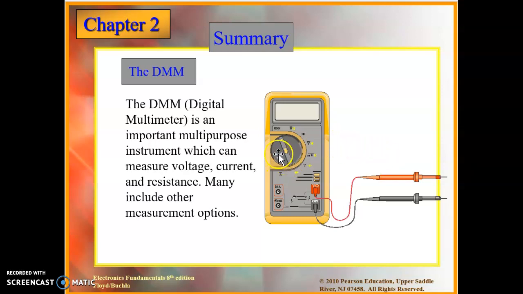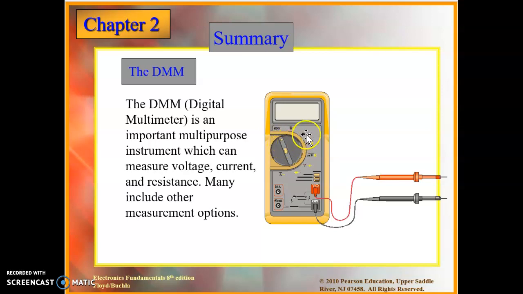If we are going to measure resistance, then we have to go to where the resistor is. In this case, it doesn't have anything, but it should have the omega symbol, and that would be the position where you will put it at.